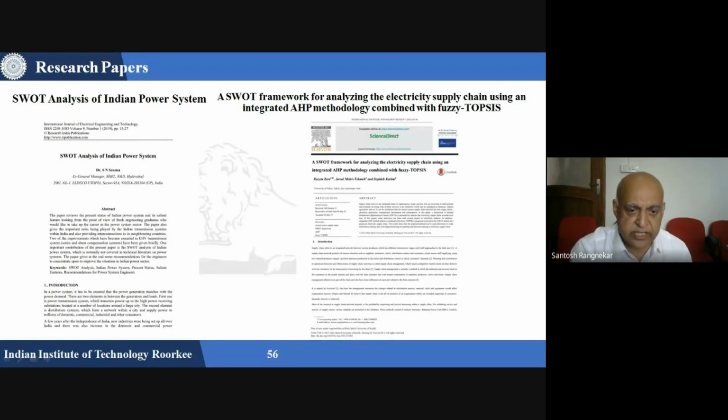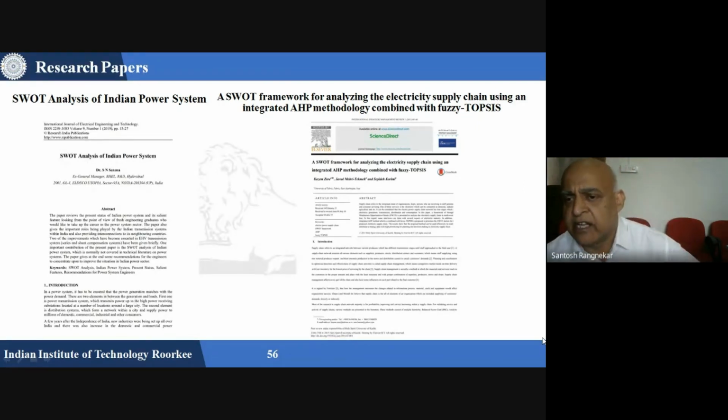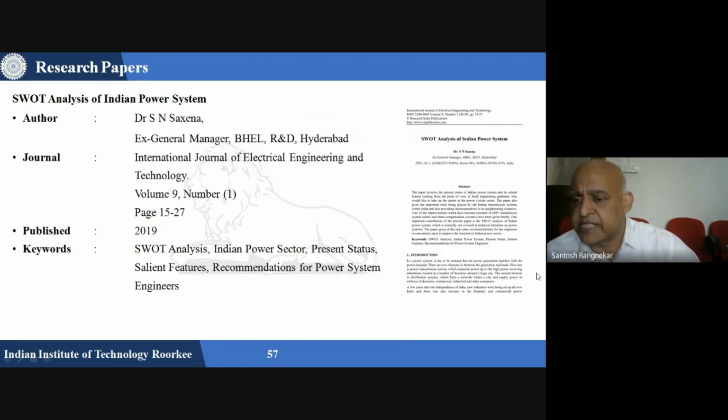But please make use of this SWOT analysis as a part of your research work. For example, please attend the case writing workshops and case writing learning, so that you learn how to make the SWOT analysis and what methods are to be used. Now here you see two papers: SWOT analysis of the Indian power systems, and a SWOT framework for analyzing the electricity supply chain using an integrated AHP methodology combined with fuzzy TOPSIS.